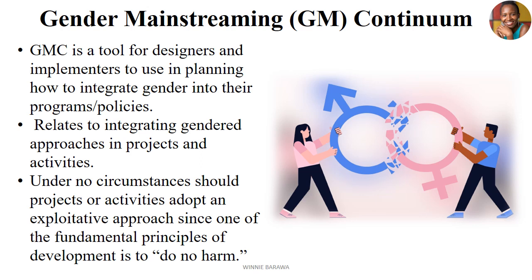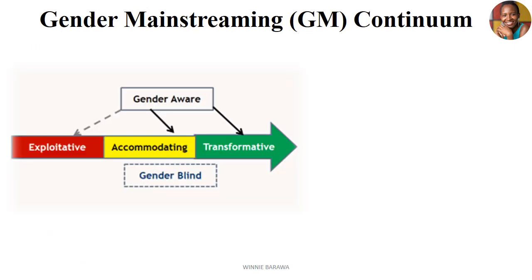So this gender mainstreaming continuum, being a tool, is very important for designers, implementers, and project managers to use to help them plan and integrate gender perspectives and aspects into the different activities and projects. And with this in mind, it means in all our levels of activities, we can avoid exploitation and promote the principle of do not harm. So I hope that makes it easier to understand.